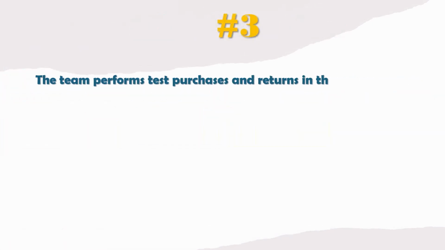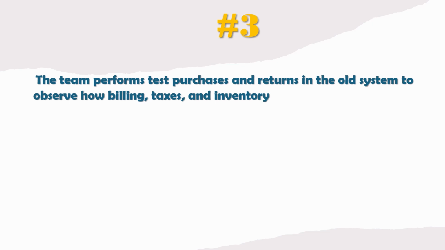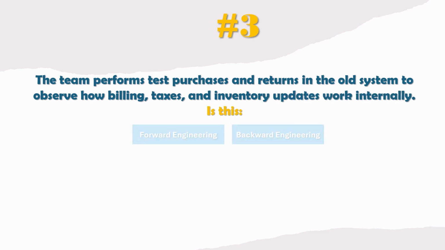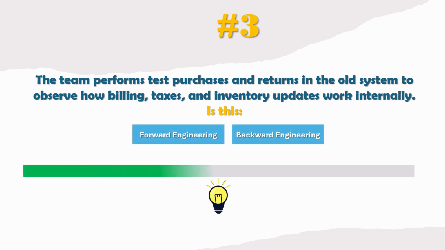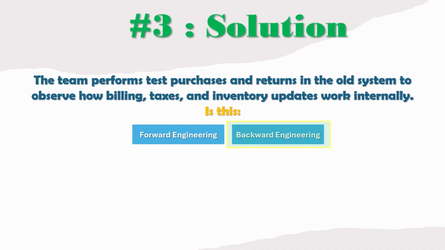The team performs test purchases and returns in the old system to observe how billing, taxes, and inventory updates work internally. This activity represents backward engineering because the team is studying the behavior of the existing system to understand its hidden workflow and logic. By testing purchases, discounts, and returns, they are discovering how billing and inventory processes actually operate behind the scenes. Their goal is analysis and understanding, which are the key characteristics of backward engineering.